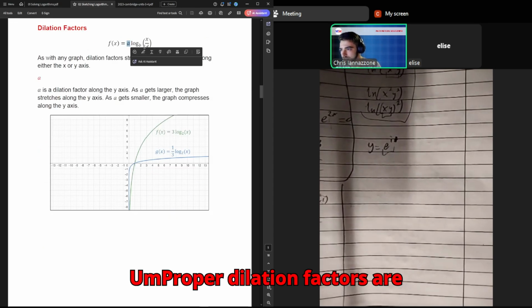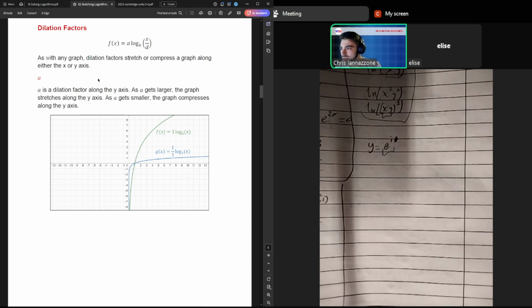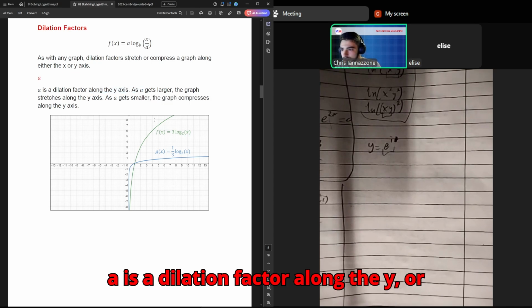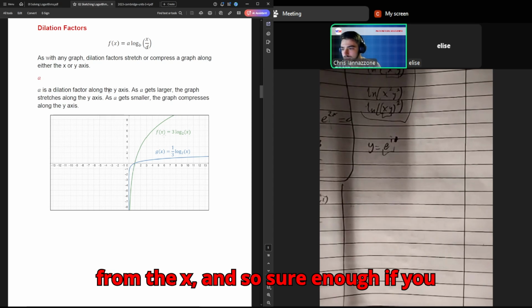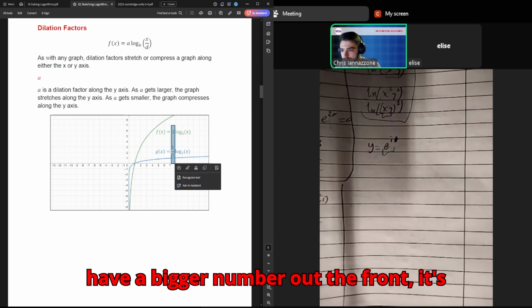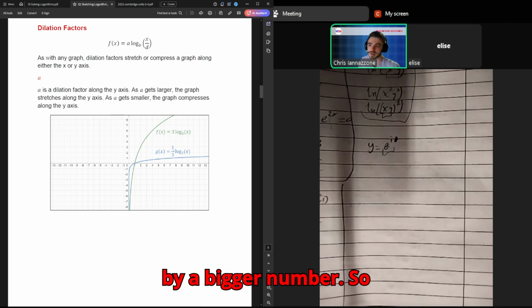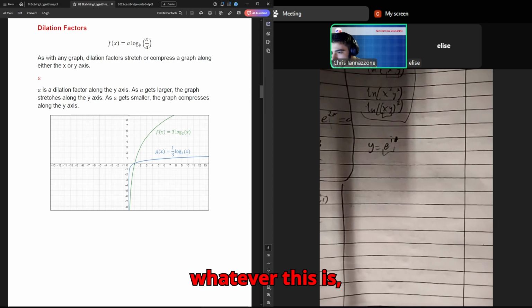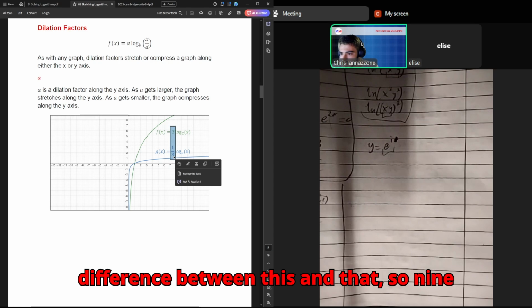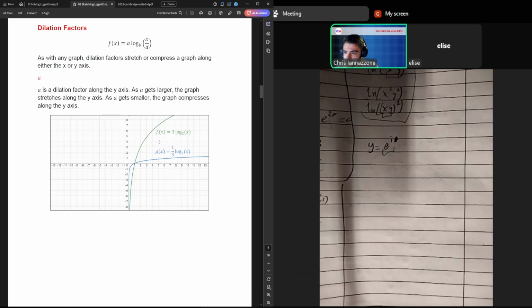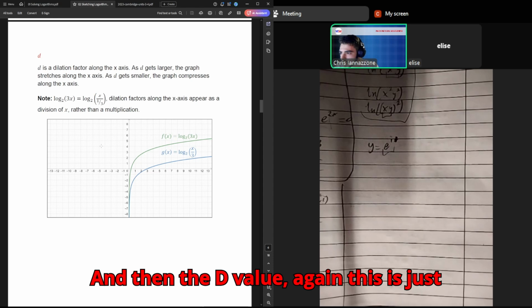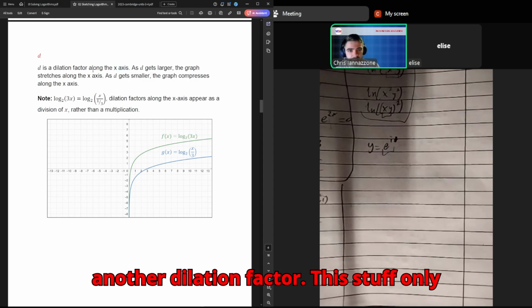The proper dilation factors are the a and d terms here. a is a dilation factor along the y, or from the x. And so sure enough, if you have a bigger number out the front, it's going to rise faster, since you're multiplying the y value of that function by a bigger number. So whatever this is, this will be 3 times larger over here. Oh, not 3 times, sorry. It'd be the difference between this and that. So 9 times larger, I suppose.